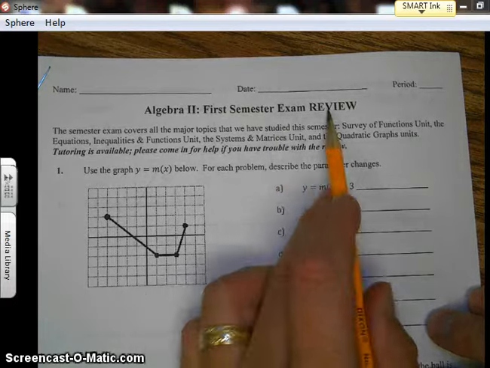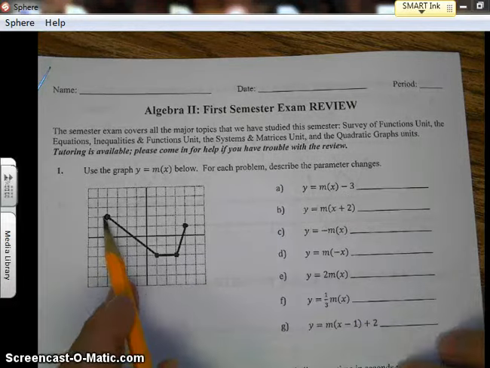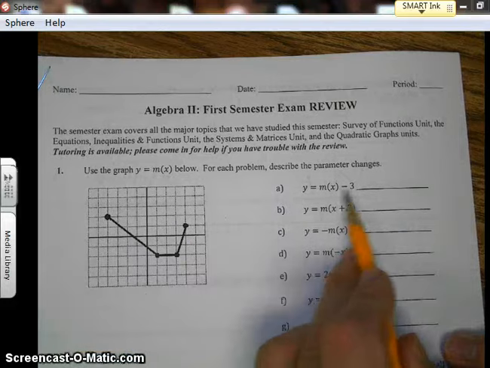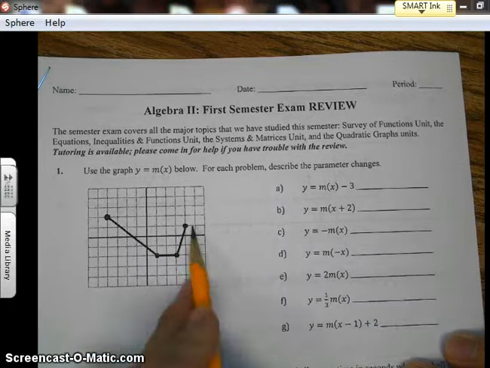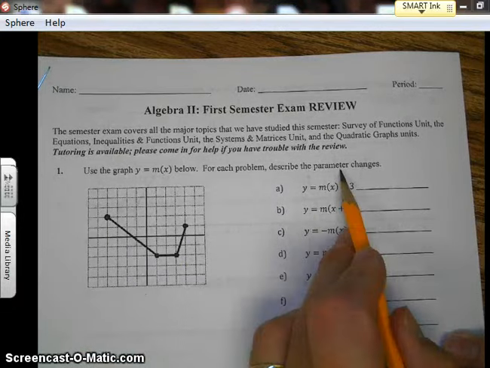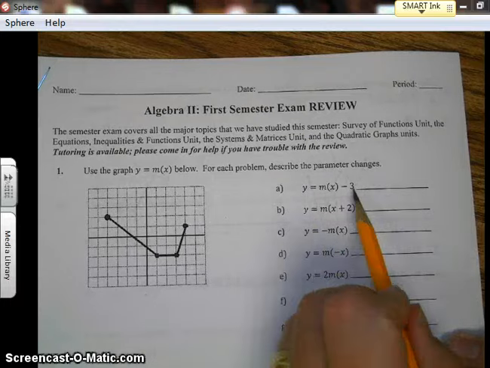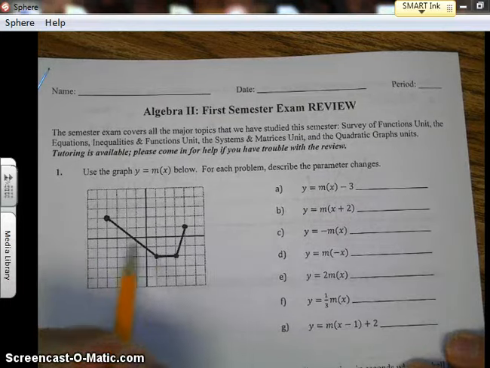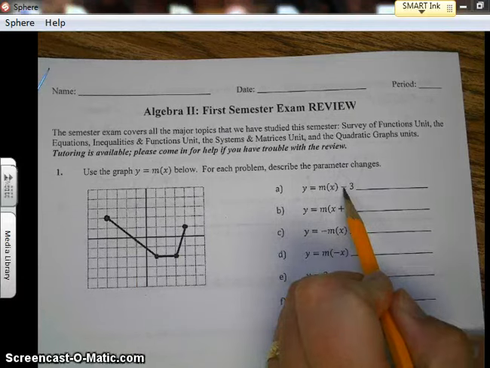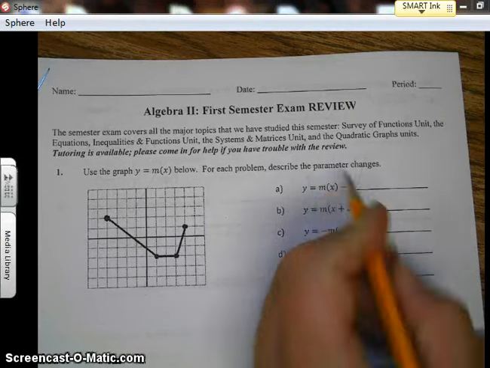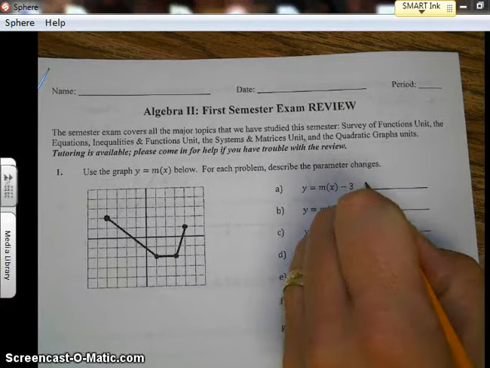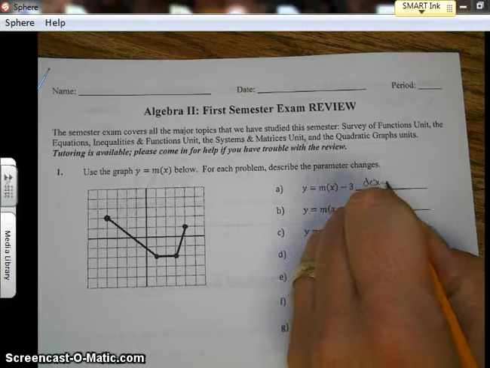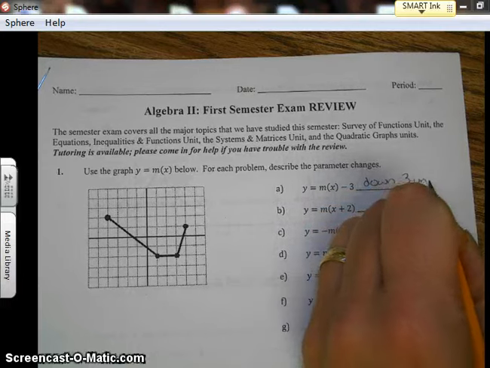Semester exam review. So for this graph, we're going to make these changes to this graph. Actually, we're going to describe the parameter change. So what this says is that we're going to take function m, which is this function right here, and we're going to translate it 3 units down. So this is going to go down 3 units.